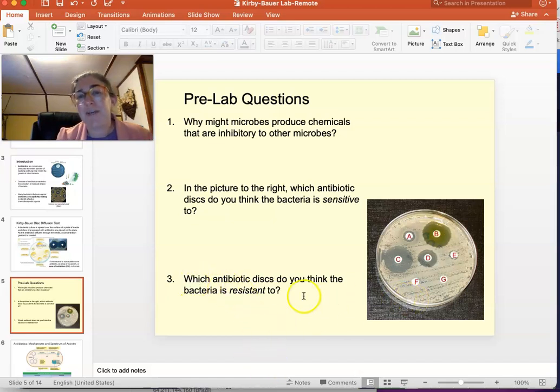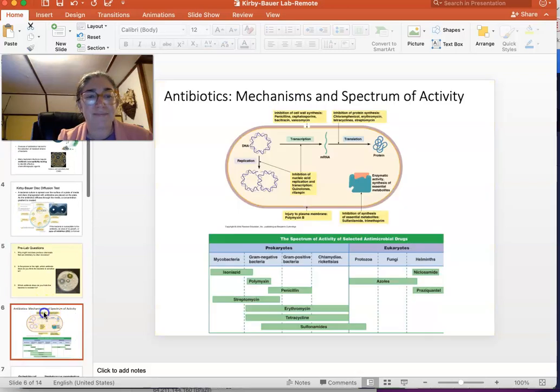And then number 3, which antibiotic discs do you think the bacteria is resistant to? So just, based on eyeball, write down your answers for that.